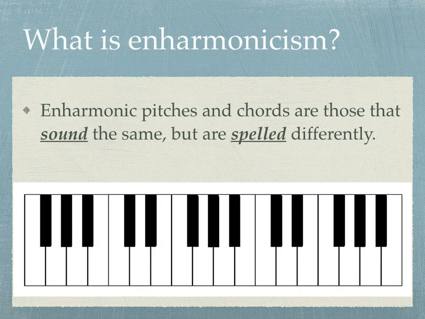Let's have a quick reminder about what enharmonicism is. Enharmonicism involves pitches and chords which sound the same but are spelled differently, like this G sharp or A flat on the keyboard. Its spelling, of course, depends on the key or the scale that is currently operating. And while you probably learned about enharmonicism when you first began your study of music, this concept is very important for enharmonic modulation.